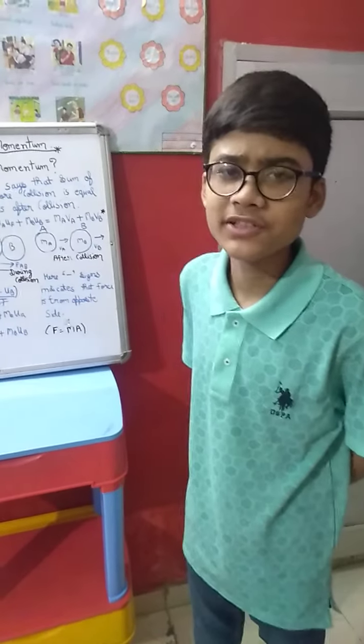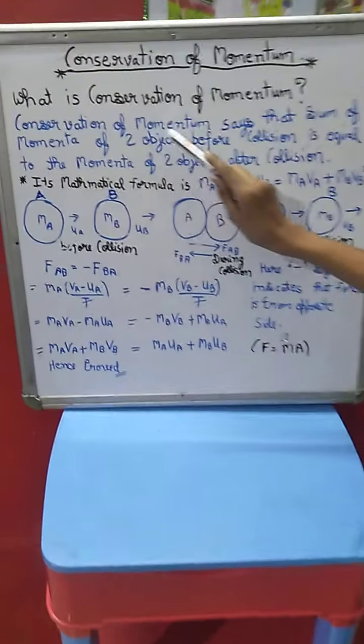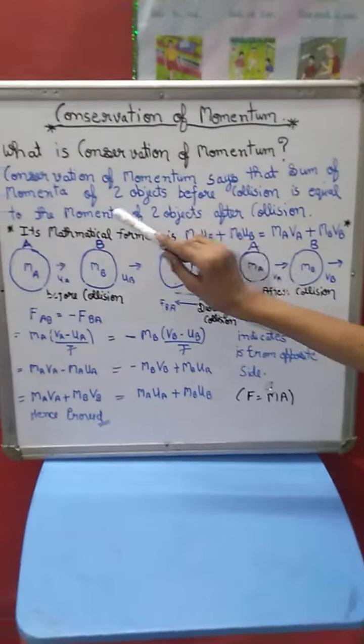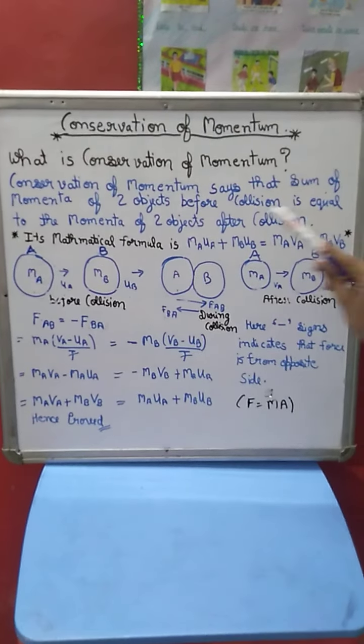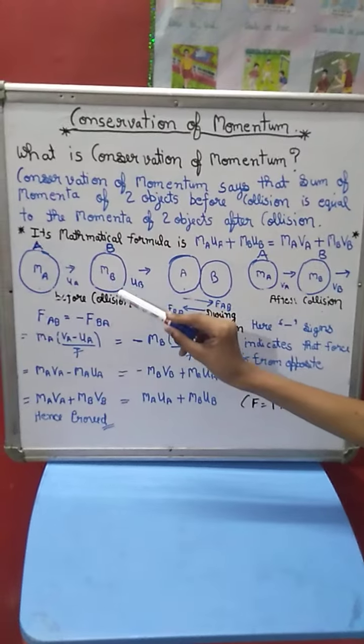Today I am here to discuss the topic conservation of momentum. What is conservation of momentum? Conservation of momentum says that the sum of momentum of two objects before collision is equal to the momentum of two objects after collision. We are now supposing two physical bodies.